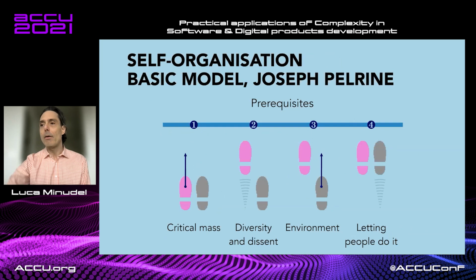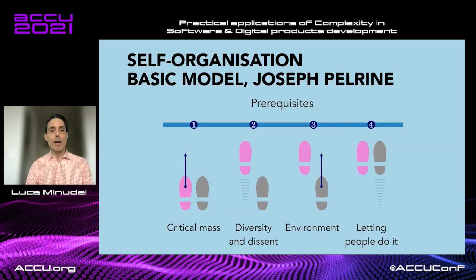And so now I'm introducing to you the first practice, which is called the Basic Model from Joseph Pelrine. This practice is useful when a team is starting from scratch or when you are rebooting a team. The first part of the basic model introduces the prerequisites for self-organization so that a company can allow or support self-organization instead of hindering it.